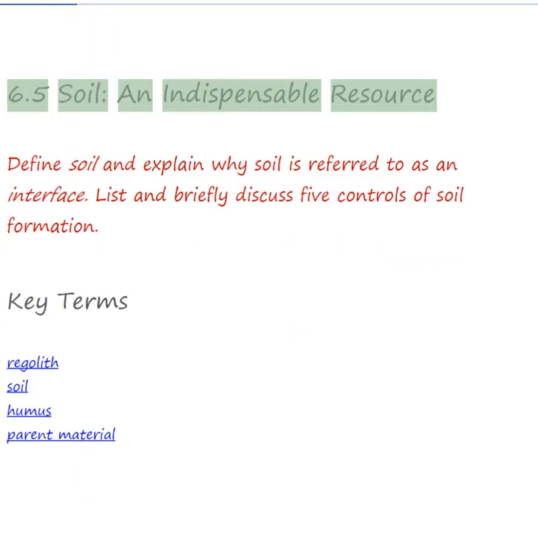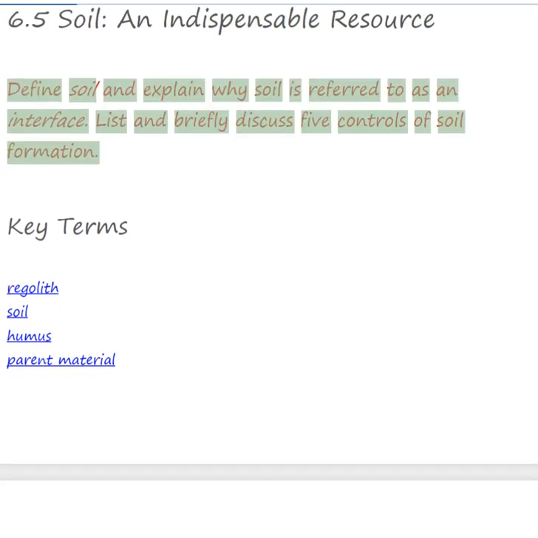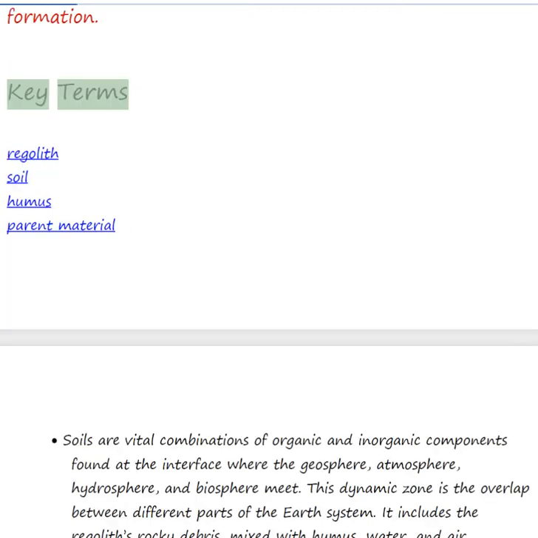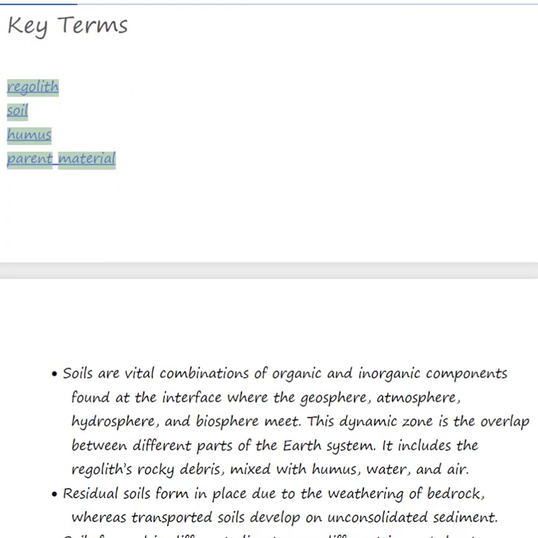6.5 Soil, an indispensable resource. Define soil and explain why soil is referred to as an interface. List and briefly discuss 5 controls of soil formation. Key terms: regolith, soil, humus, parent material.